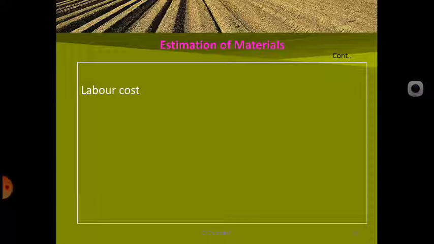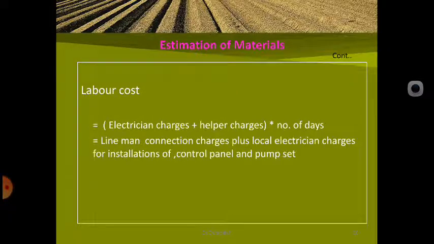Next, after these few basic materials, to arrange these materials in a systematic order we require the labor cost. So labor cost depends on the electrician charge plus helper charges. 2 persons are required to install all these things, that into the number of days it takes to complete this work. Here, the lineman connection charges plus local electrician charges.